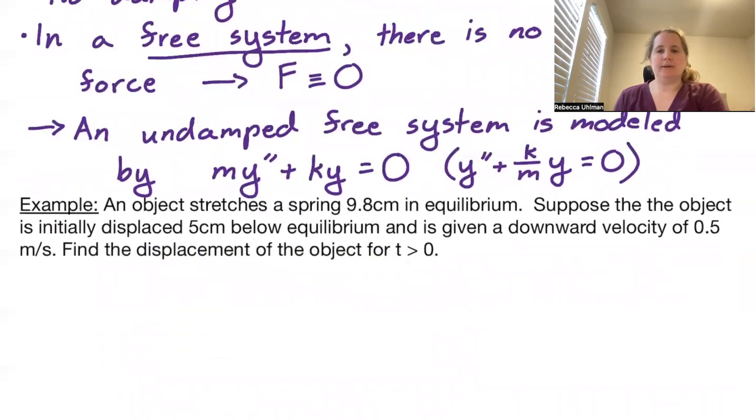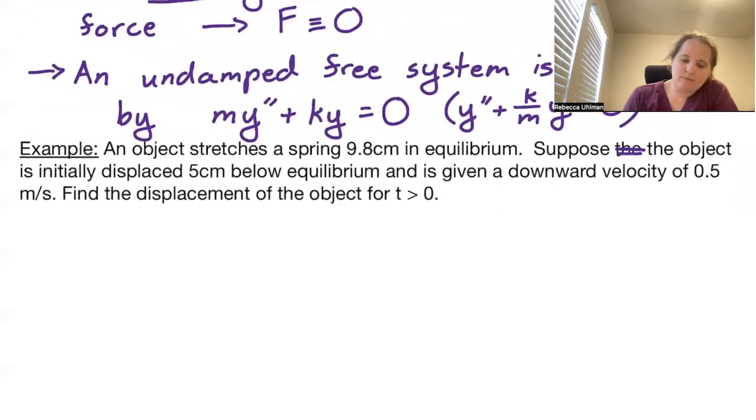So let's look at an example. Let's say an object stretches a spring by 9.8 centimeters in equilibrium. And suppose the object is initially displaced 5 centimeters below equilibrium and is given a downward velocity of 0.5 meters per second. Our job is to find the displacement of the object for t greater than 0.